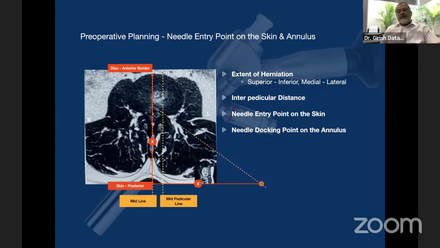But by and large, in upper lumbar herniations, the other entry points are pretty much good. That means from the anterior border of the disc, or from the center of the disc, or from the tip of the spinous process, are entry points for the majority of problems that you see in the lumbar spine.